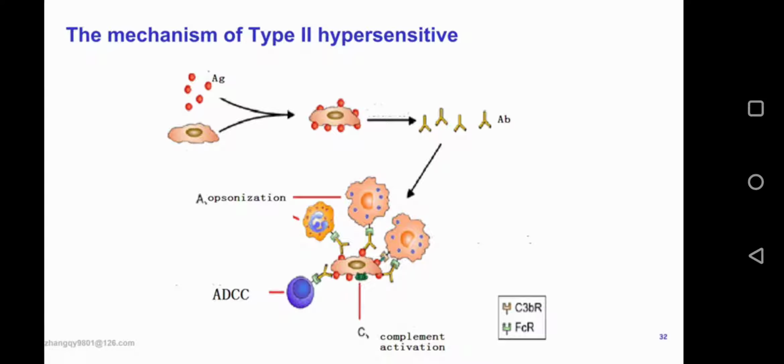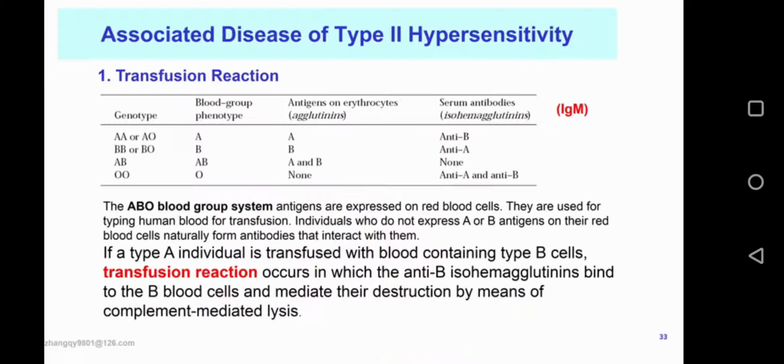Type 2 is IgG or IgM, which will cause cell lysis. So for type 1, is there cell lysis? No, just function, right? Just the mediators, right? Okay. So now we go to some diseases. The first one is transfusion reaction.